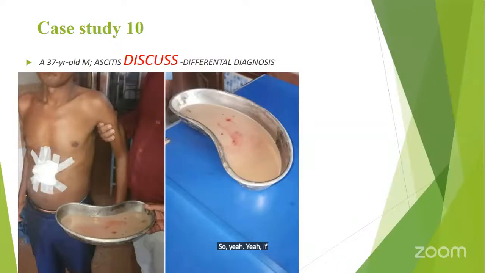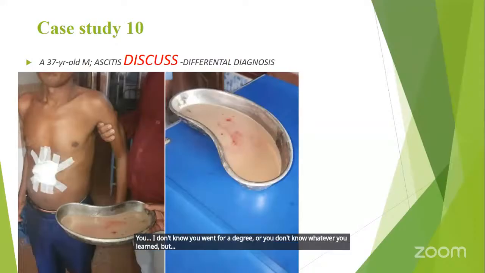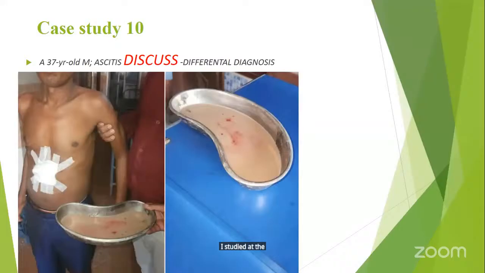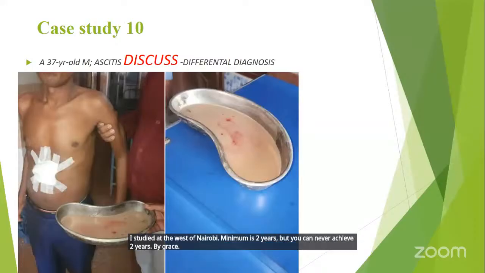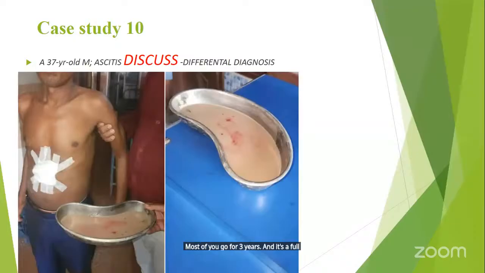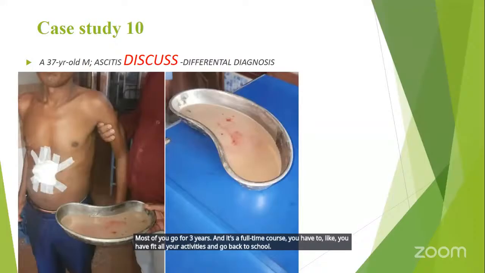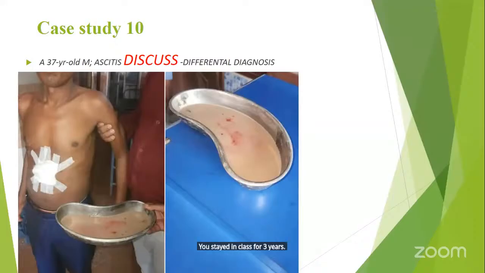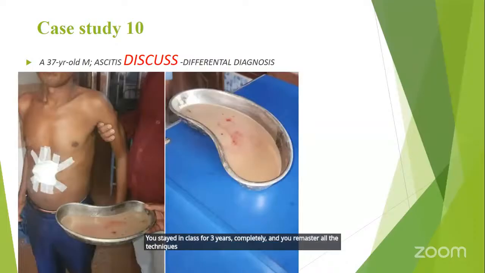If you want to be a cytologist, the institutions that offer cytology nowadays are many, but if you want the best, I'll refer you to where I came from. I studied at the University of Nairobi. The minimum is 2 years, but you can hardly achieve 2 years. Mostly you go for 3 years, and it's a full-time course. You forfeit all your activities and go back to school. You stay in class for 3 years completely, and you master all the techniques and procedures for cytology.